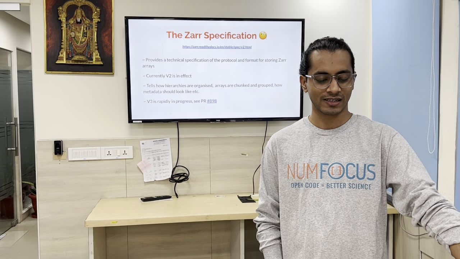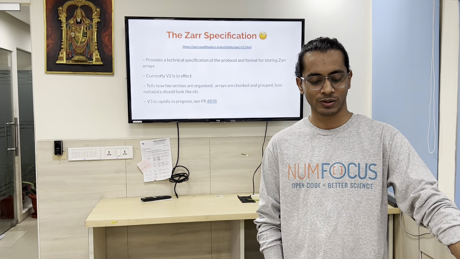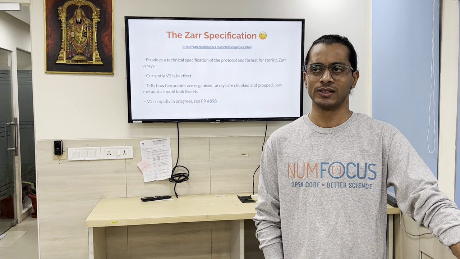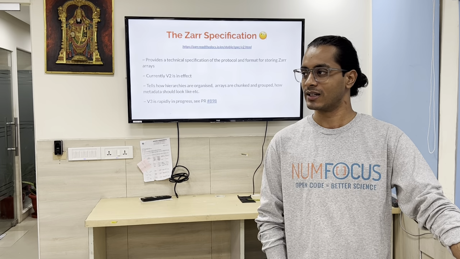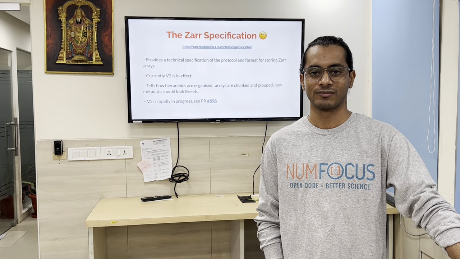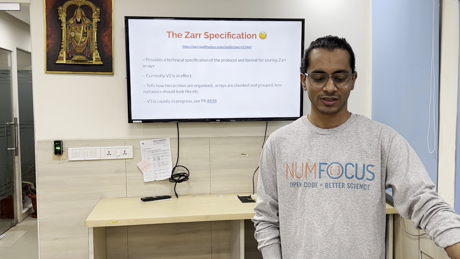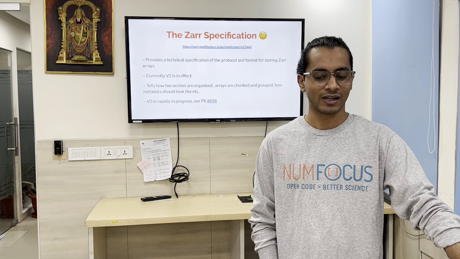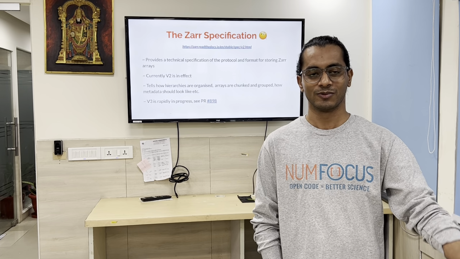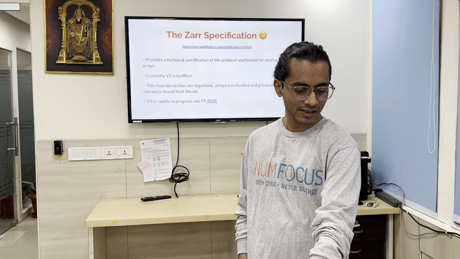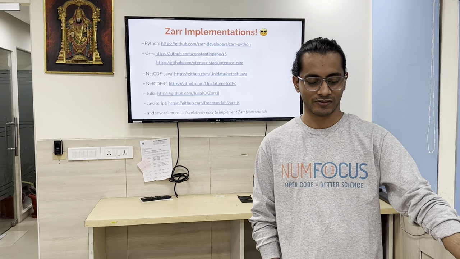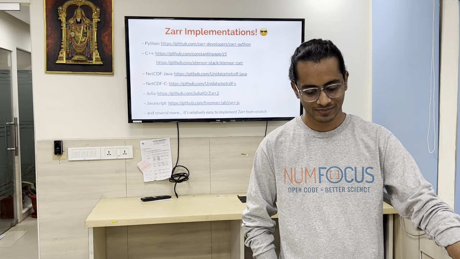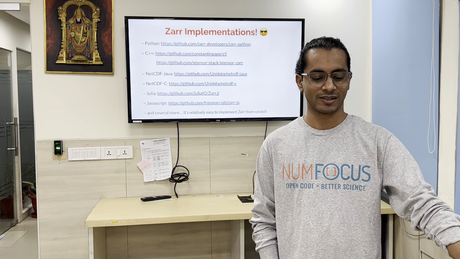So V3 is rapidly in progress. We are working super fast on V3, and V3 has some really exciting features. There's a feature called sharding. Is anyone familiar with sharding? Sharding is going to be implemented in V3, and after sharding, it's going to be super great. And these are the links for the different implementations. Did I miss anyone? Python, C++, JavaScript, yeah. I missed R, but yeah.